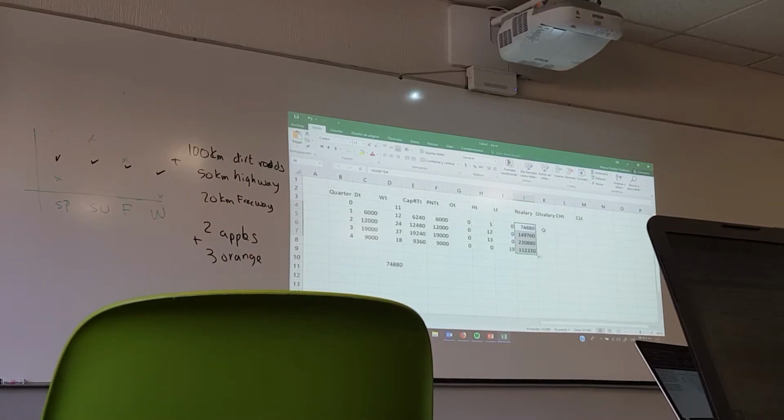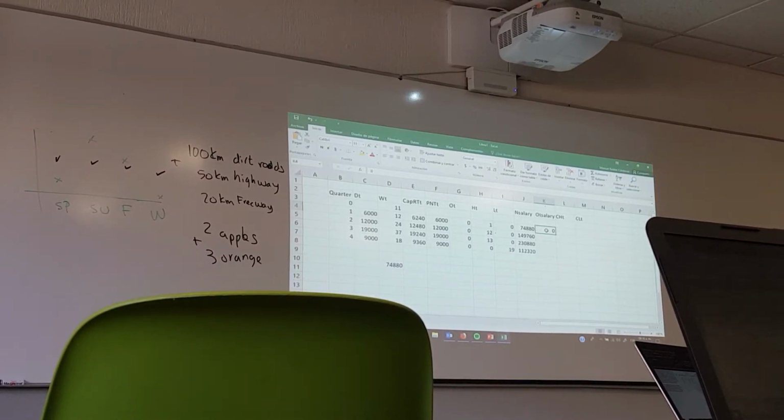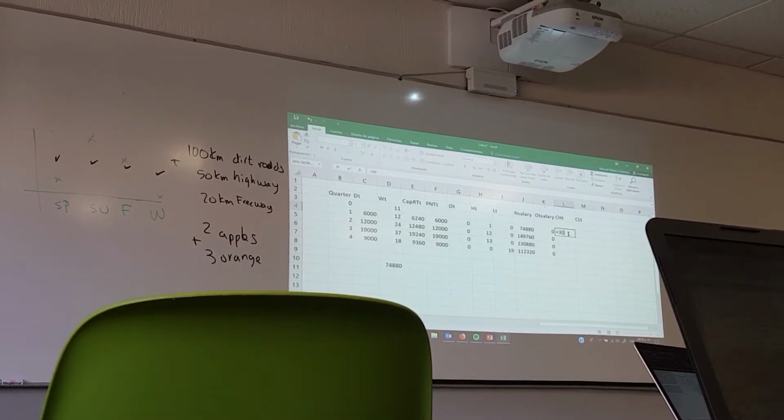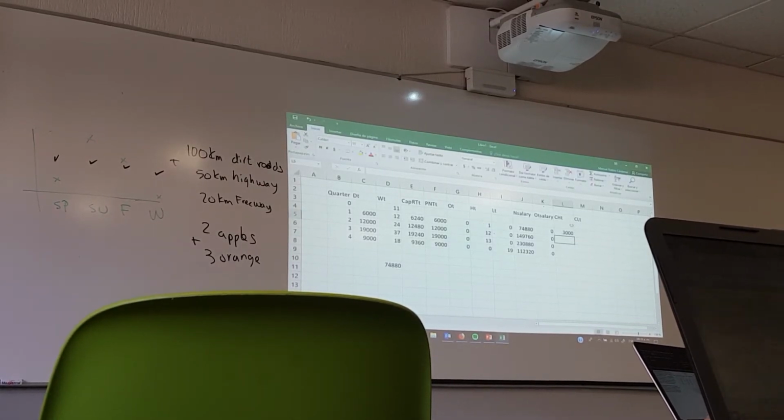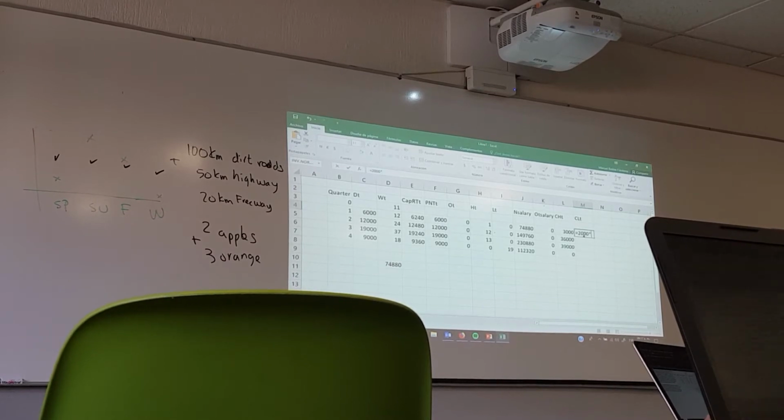Overtime salary is going to be 0, but the overtime salary is going to be 18 times the overtime hours. So I'm just going to write the formula. And the cost of hiring: the rate was 3,000 times the number of hires. And the layoff cost was 2,000.